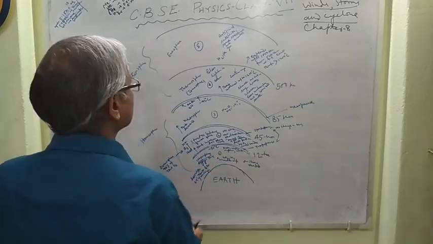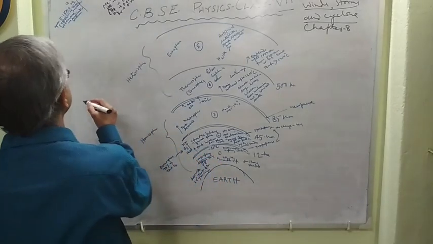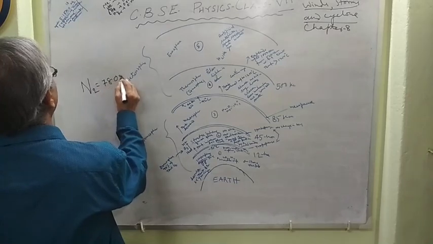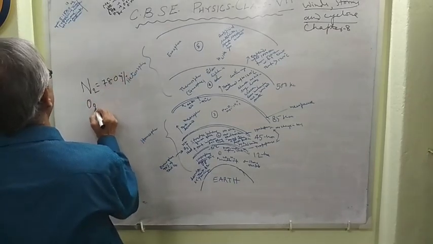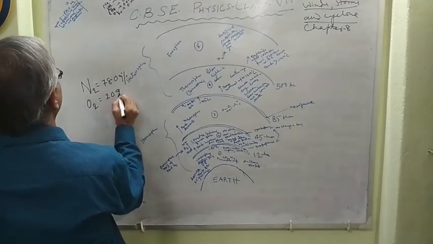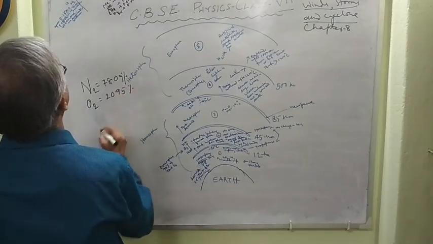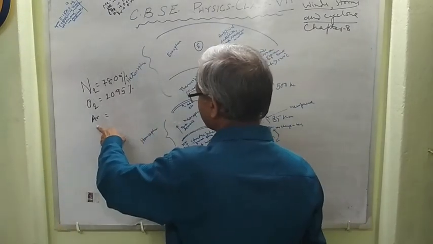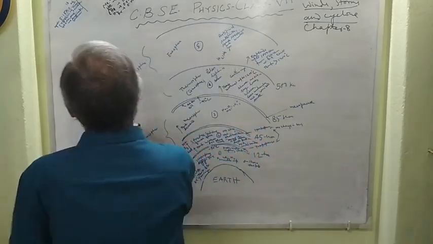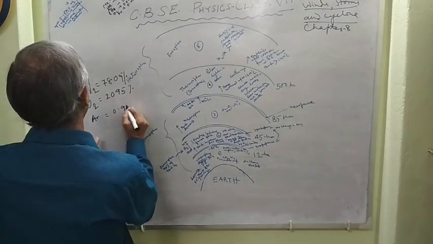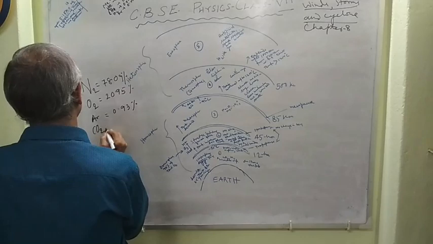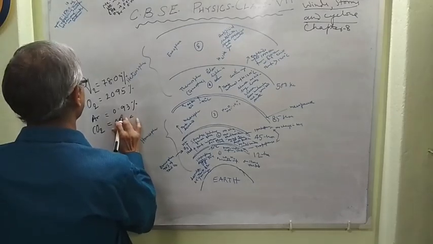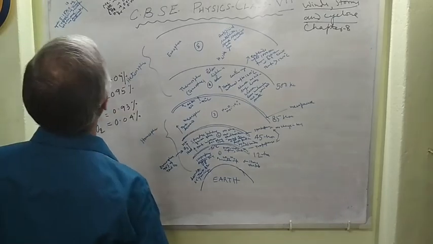The composition of dry air by volume: nitrogen, N2, is 78.09%, right? Oxygen is 20.95%, right? Next is argon, Ar, an inert gas, along with helium, neon, krypton, xenon, radon. The amount of argon is 0.93%. The amount of carbon dioxide is 0.04%, very minute amounts, right? And other gases are also present.